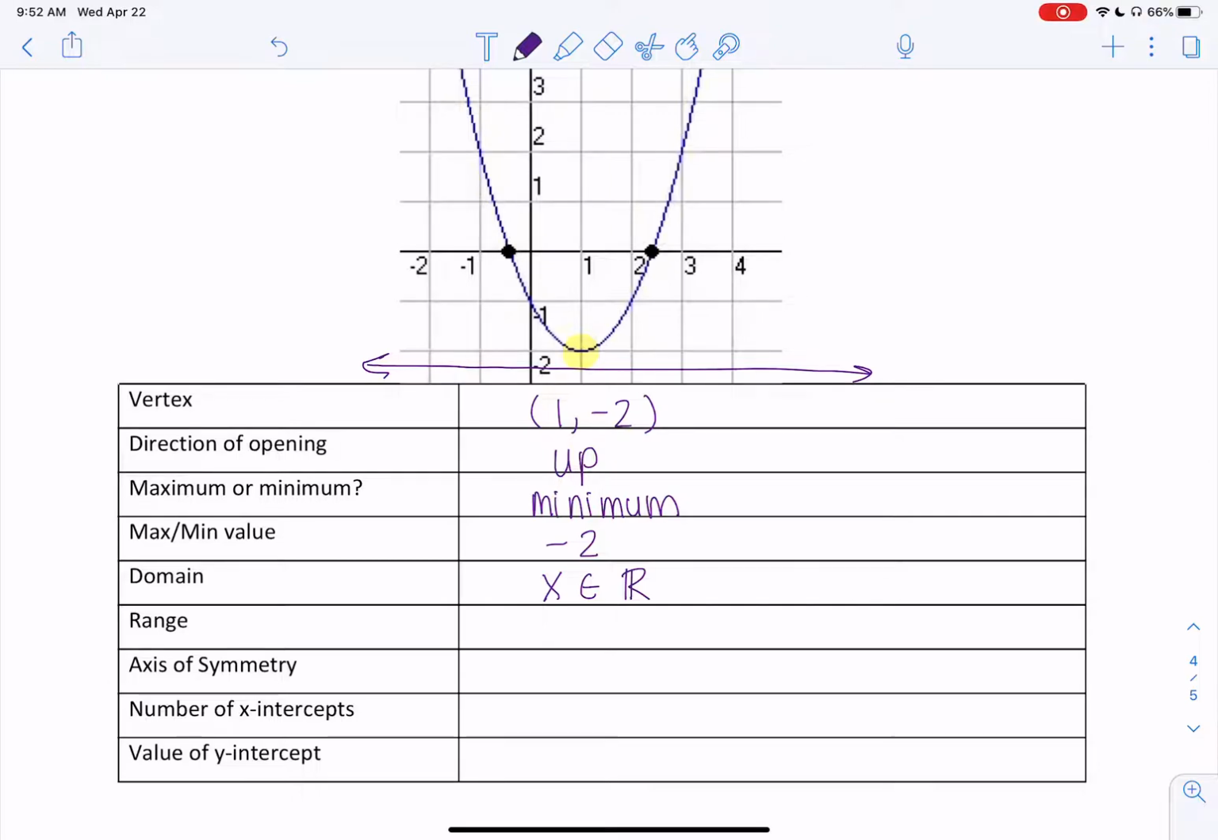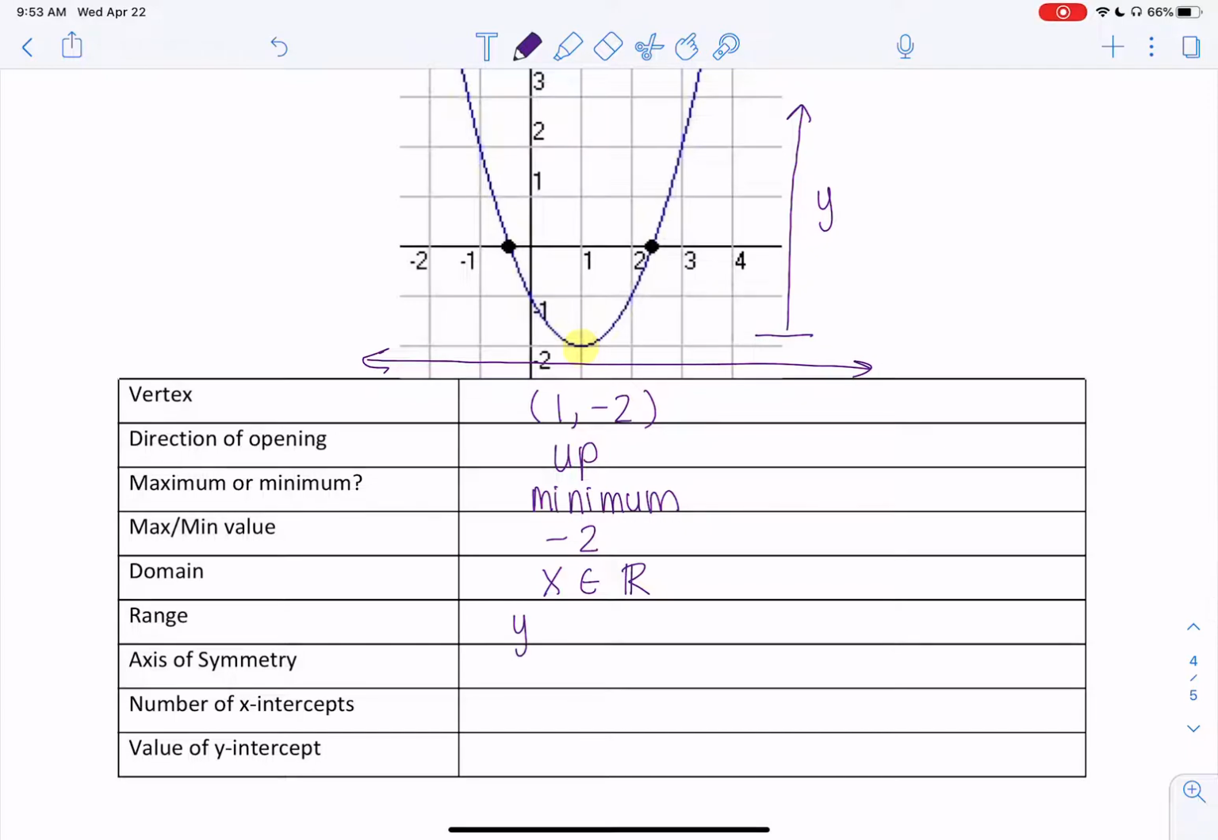And now we want our range. So our range are all the possible values for y. So if I look here, all my y's go down to -2 and then up from there. So the lowest my y's could possibly be is -2. We're never going to have other values lower than -2 on the y-axis. So how I write that is that y is an element of real numbers, but y has to be bigger than or equal to -2. And we'll practice writing these domains and ranges more next lesson. So if you're feeling a little confused, don't stress.